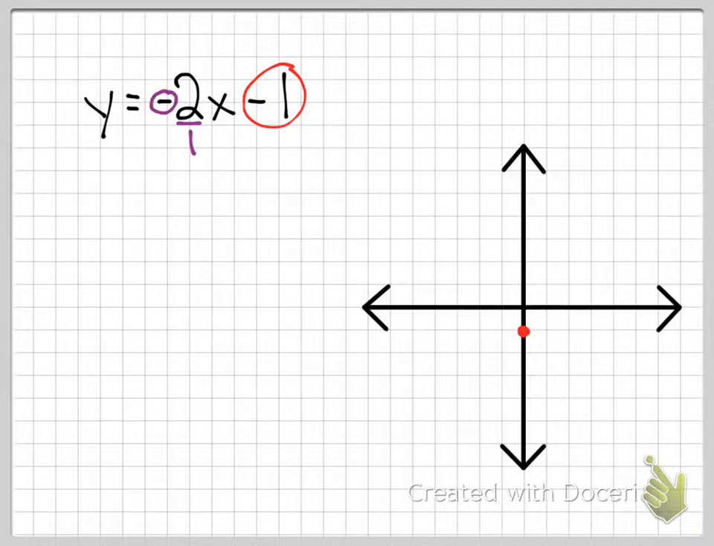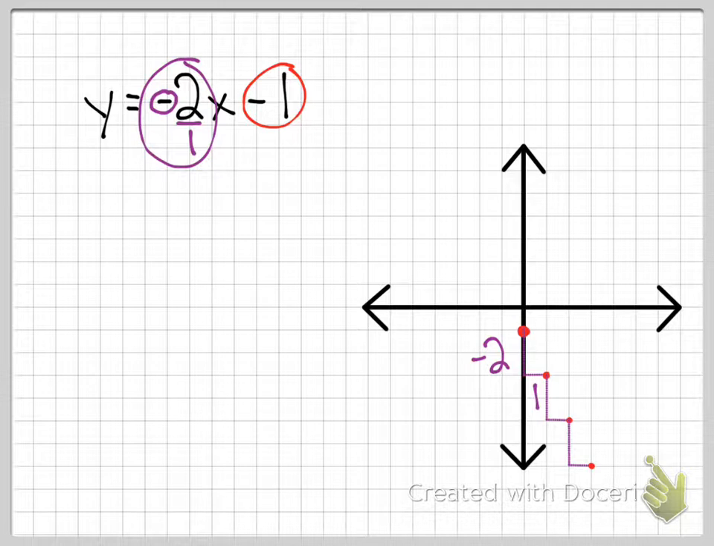Let's be very careful that we make sure to include our negative. So I'm going to follow my slope because it's a -2 over 1. I'm going to go down 2 and right 1. And then I can go down 2 and right 1 again, and then down 2 and right 1 again. And if I had a much larger graph, I could do this forever.